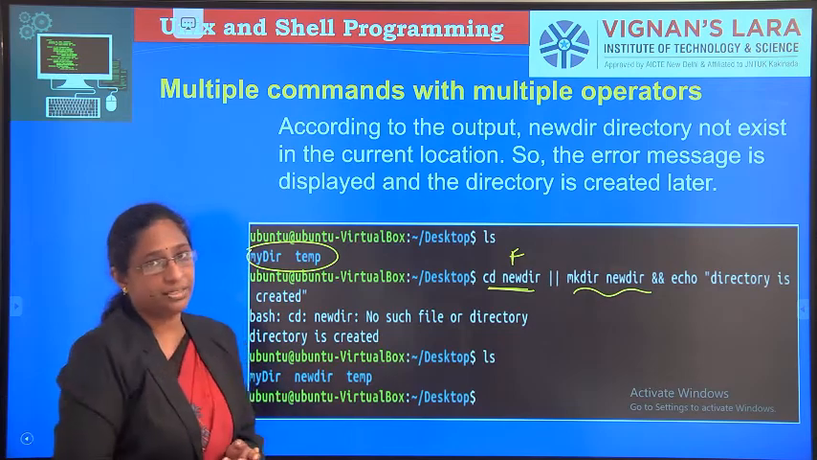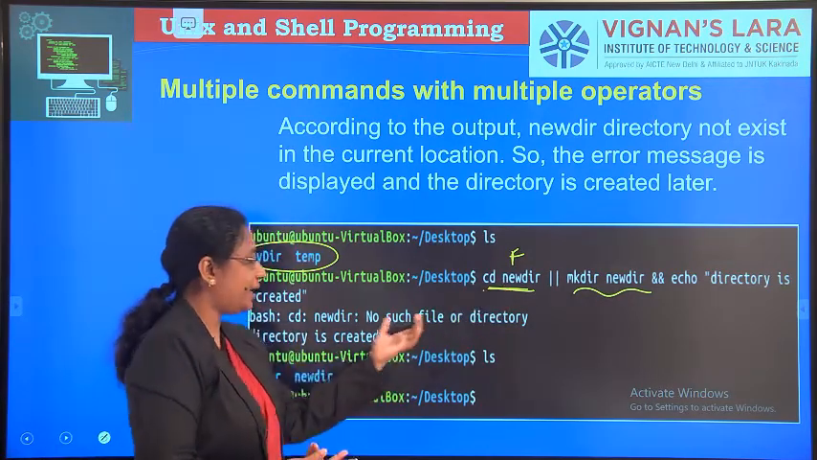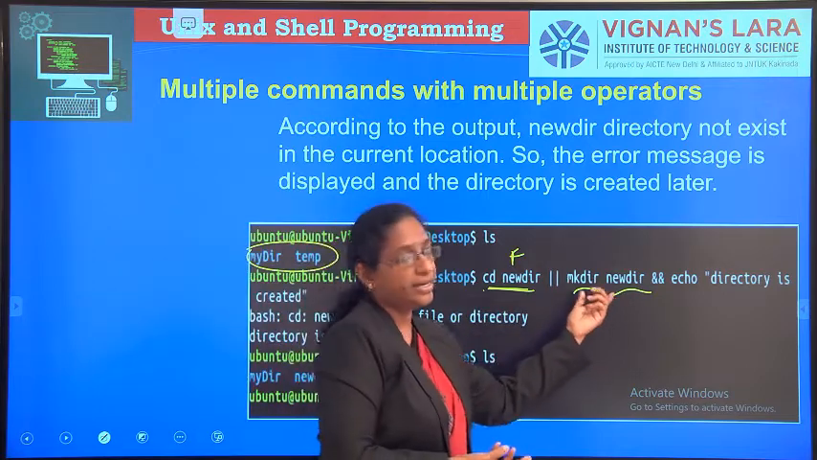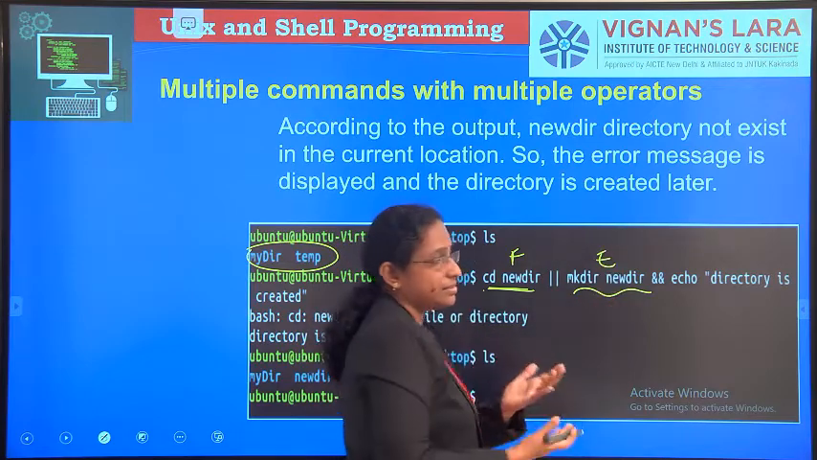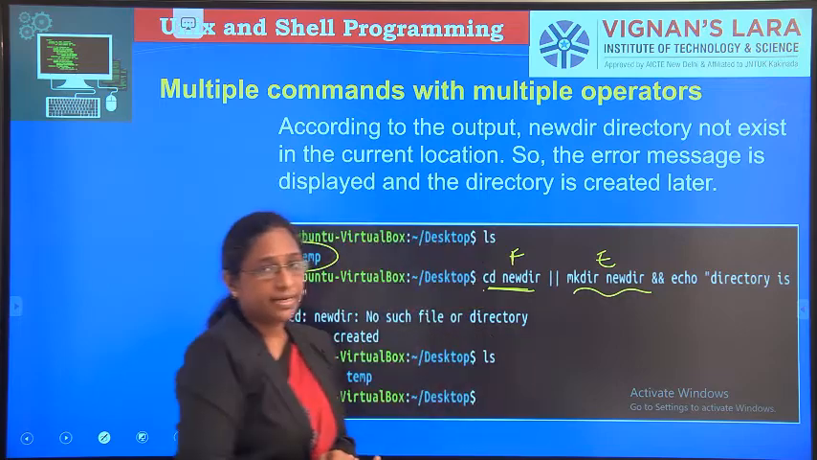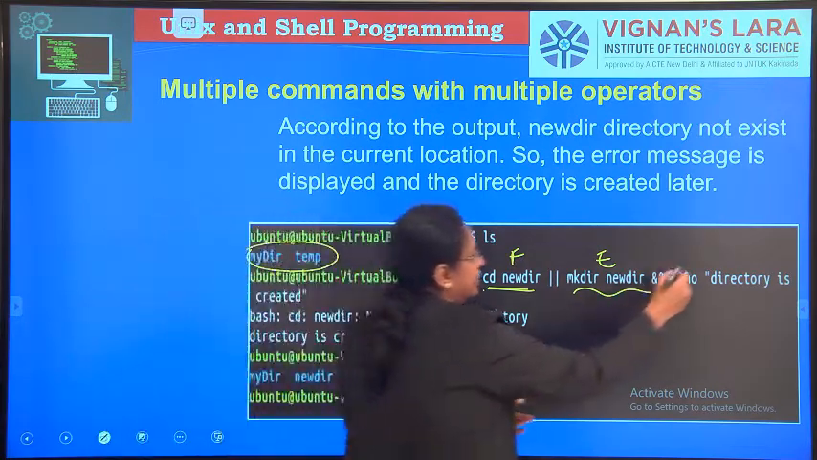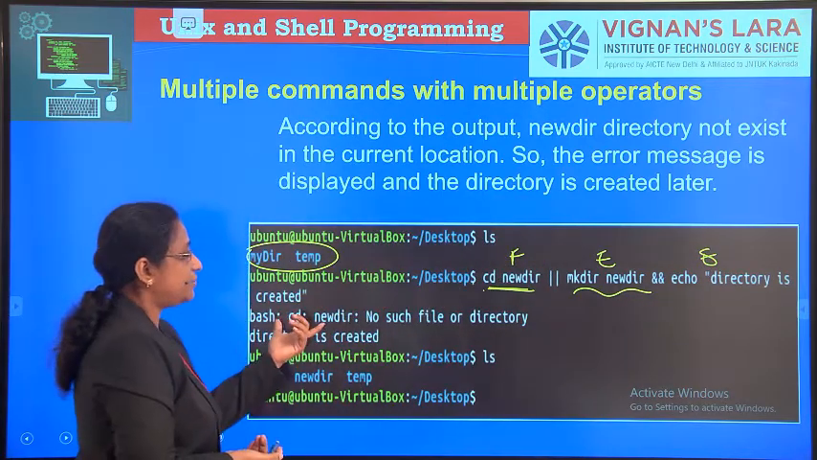Now it is creating the new directory. Since that new dir file does not exist, it failed. So now we are creating a new directory, and since that is executed, it will again display that echo directory is created. That means that these two statements will be executed. So that is what we are getting here.